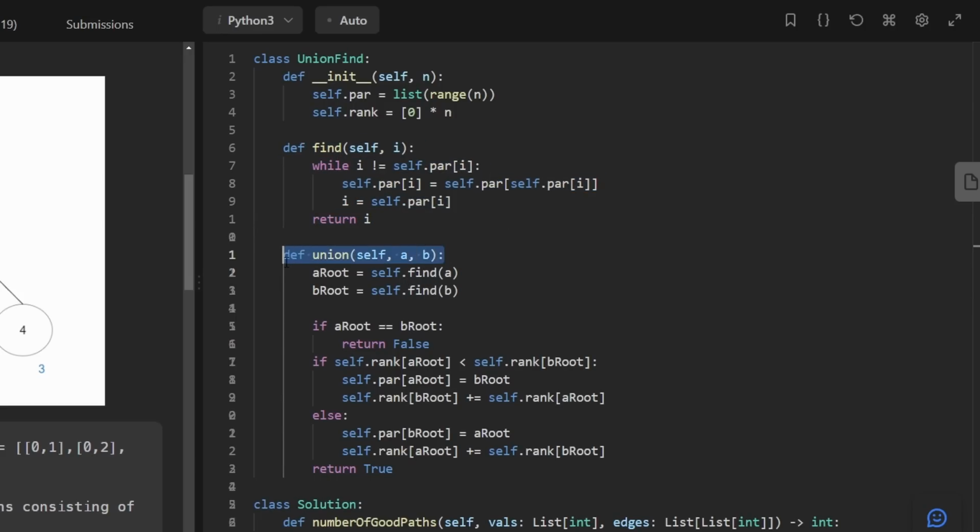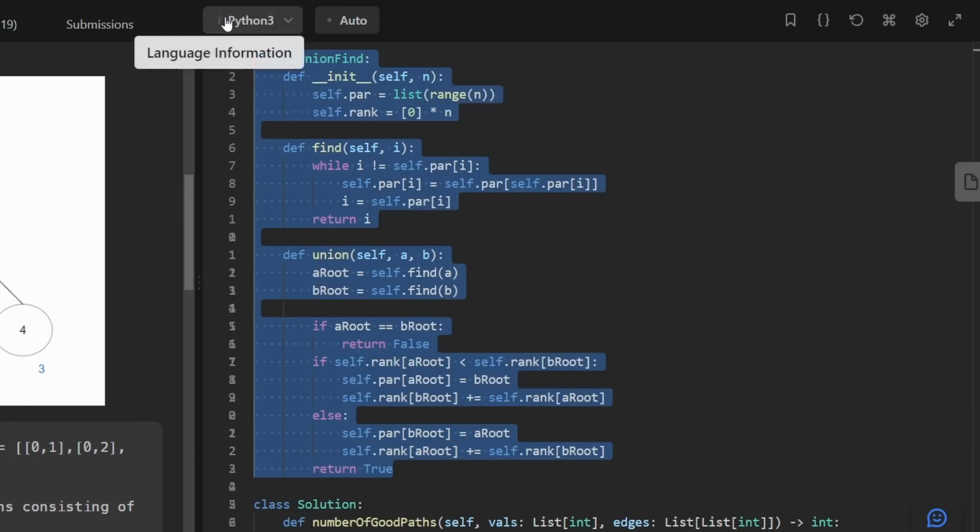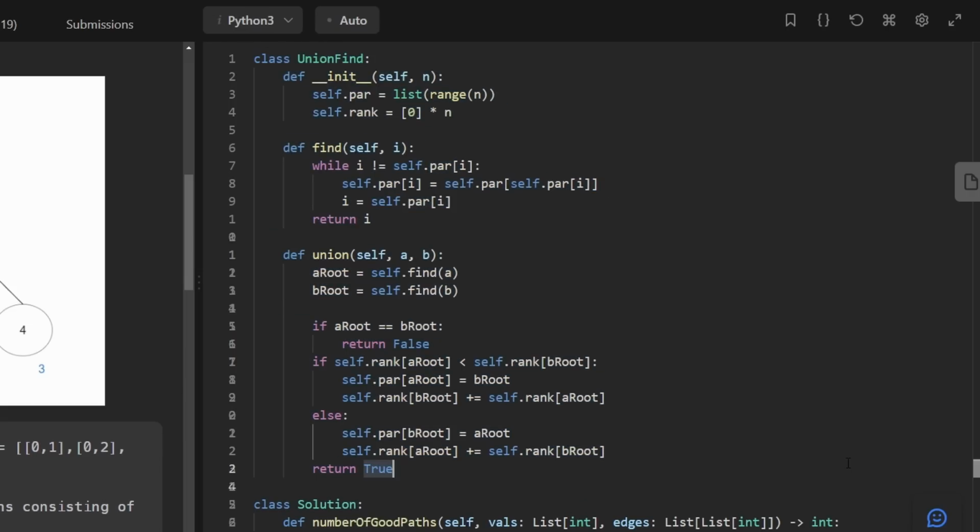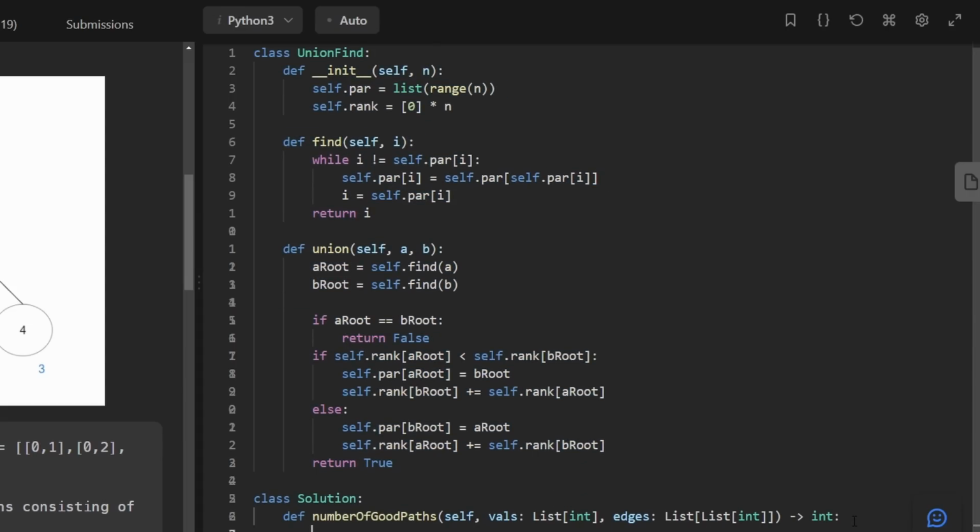Union is going to try to union 2 nodes together unless they have the same root parent. In that case, we're just going to return. Otherwise, we're going to union those 2 disjoint sets together. I think you also don't need to return true and false in this case, but I have it here anyway. You could condense this a lot, but let's move on to the main problem now.